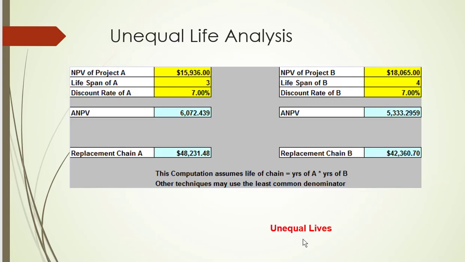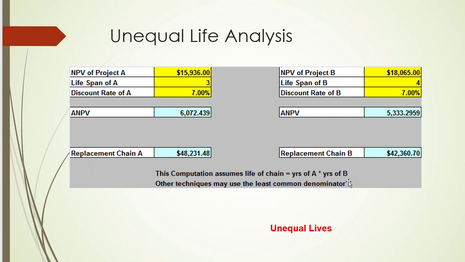So here we have what's referred to as the unequal lives worksheet. And very simply, you just enter the net present values, put in the lifespan for each project, and the discount rate. Now, if they're mutually exclusive and fairly close in time span, we may have the exact same discount rate. But for very big differences, we may need to have differences in discount rates for a very, very long project. So in this case, we'll keep them the same. The annualized net present value says that project A is going to provide about $6,000 a year in benefit, where B is going to provide $5,000.